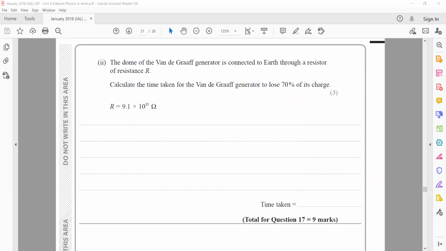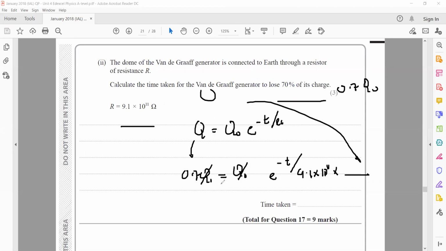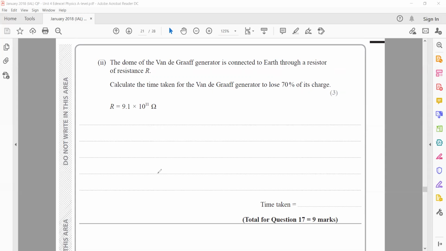Is it clear? But in the question, just one more point, because I mentioned 0.7, but it is written the time taken by the Van de Graaff generator to lose 70% of its charge. So if it loses 70% of the charge, then how much charge will be left? 30% will be left, because what we substitute in the formula Q equals Q naught e raised to the power minus t over RC is not what is discharged, it is what is left. So how much charge is left?